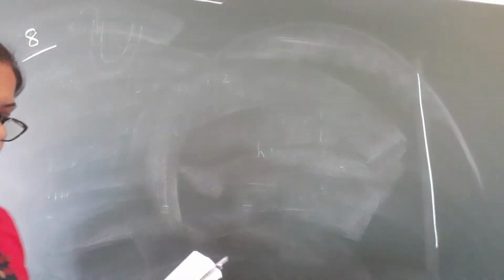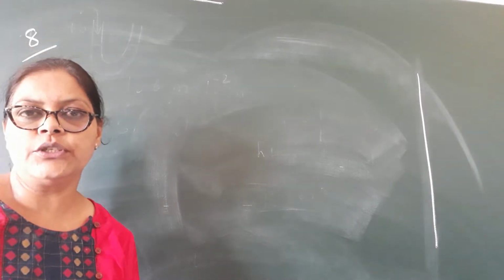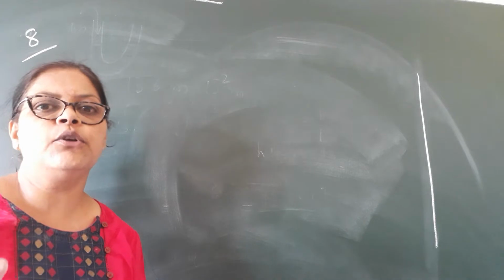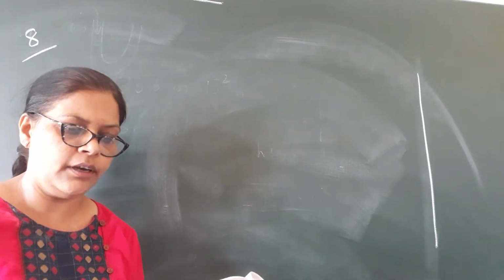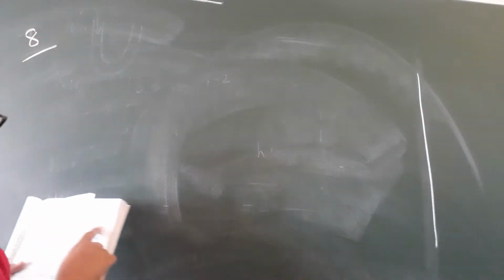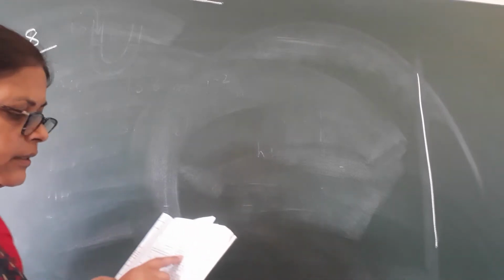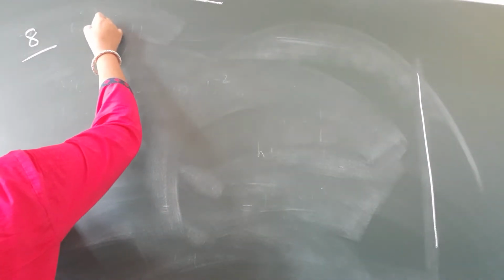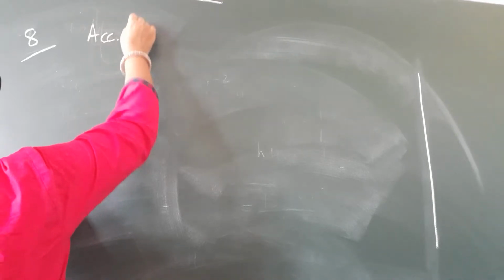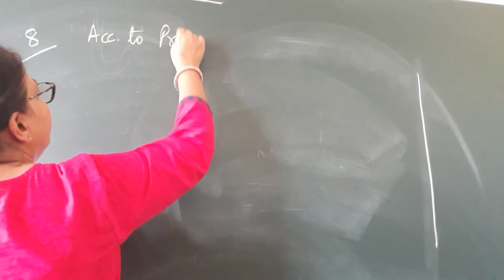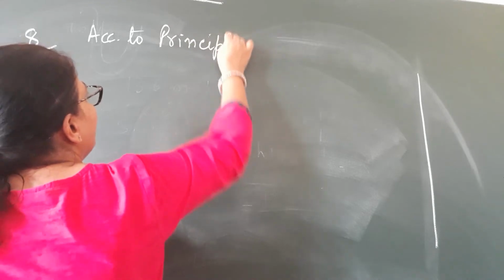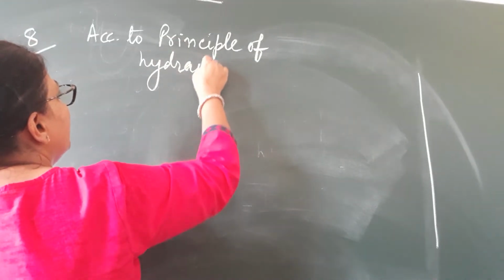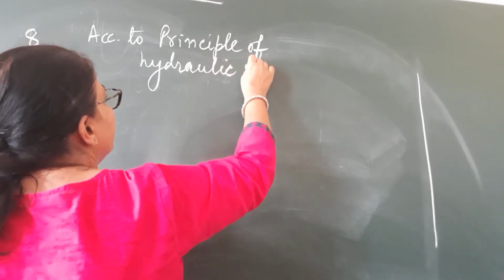Okay, now the 8th numerical is on hydraulic machines. Now here the numerical problems change. We are going to use the principle of hydraulic machine. In a hydraulic machine there is a force of 2 newtons which is being applied on a piston of area of cross section. So here we are going to use the formula of the principle of hydraulic machines.